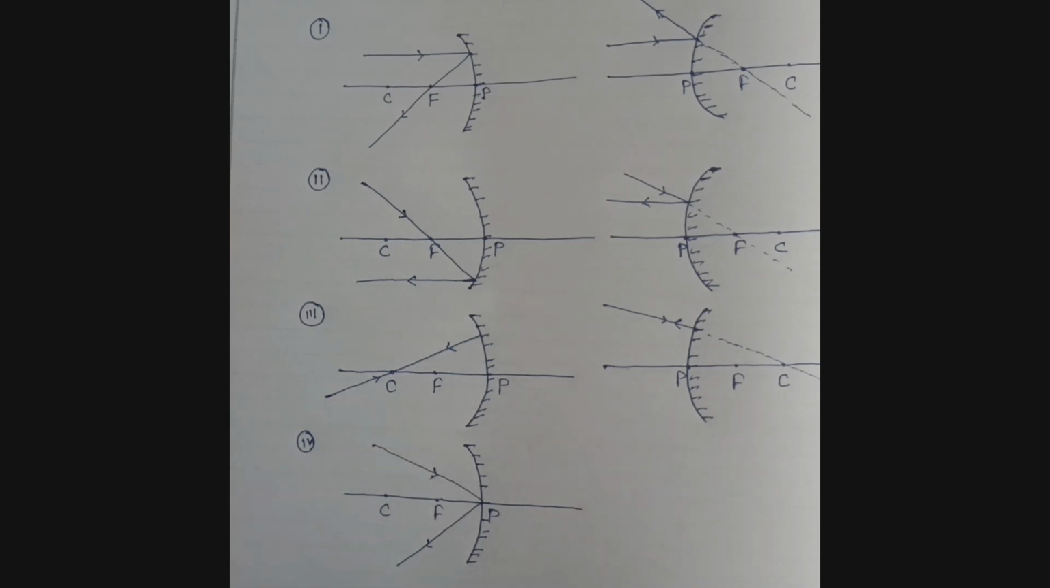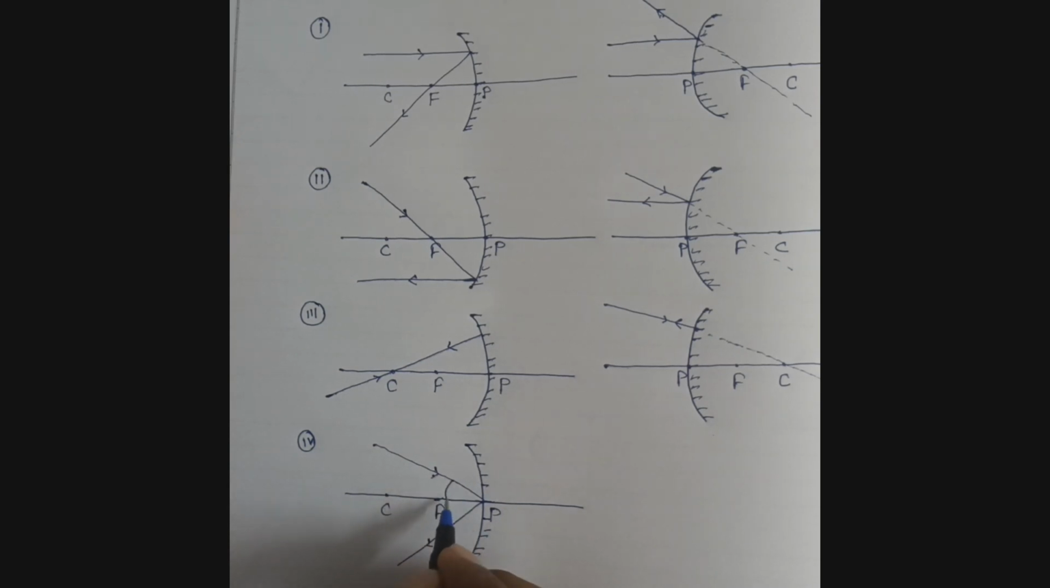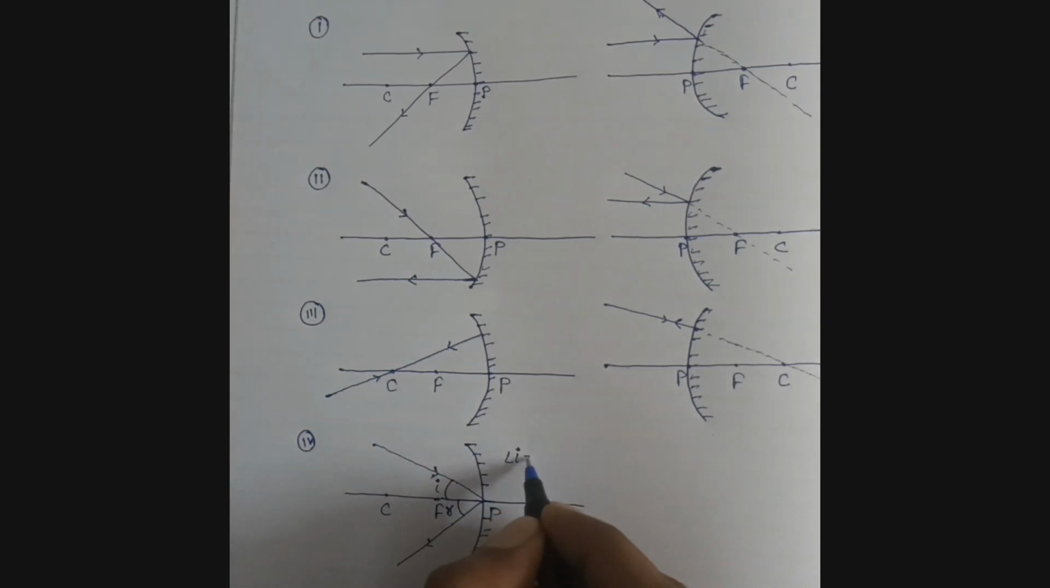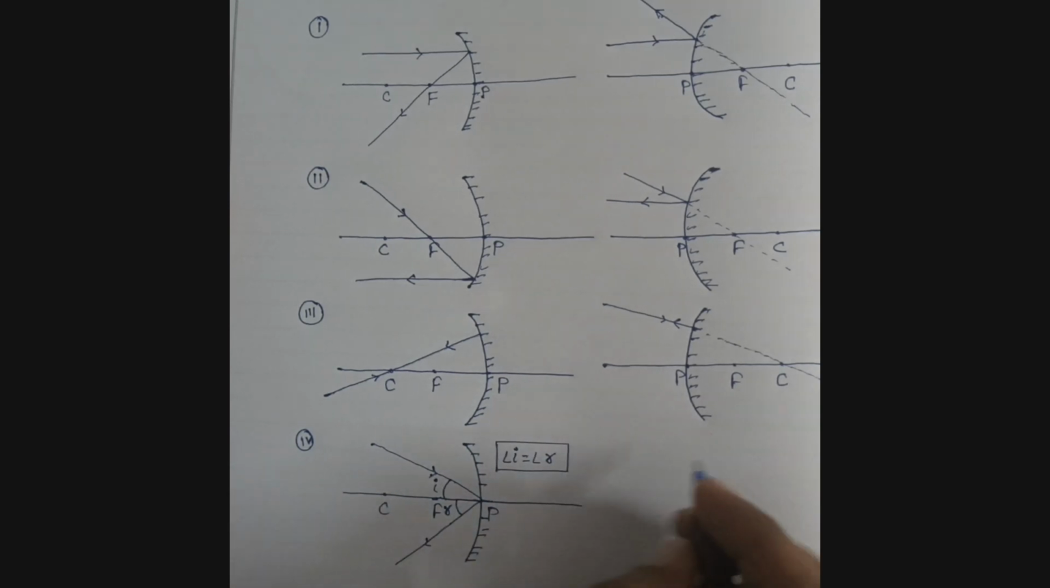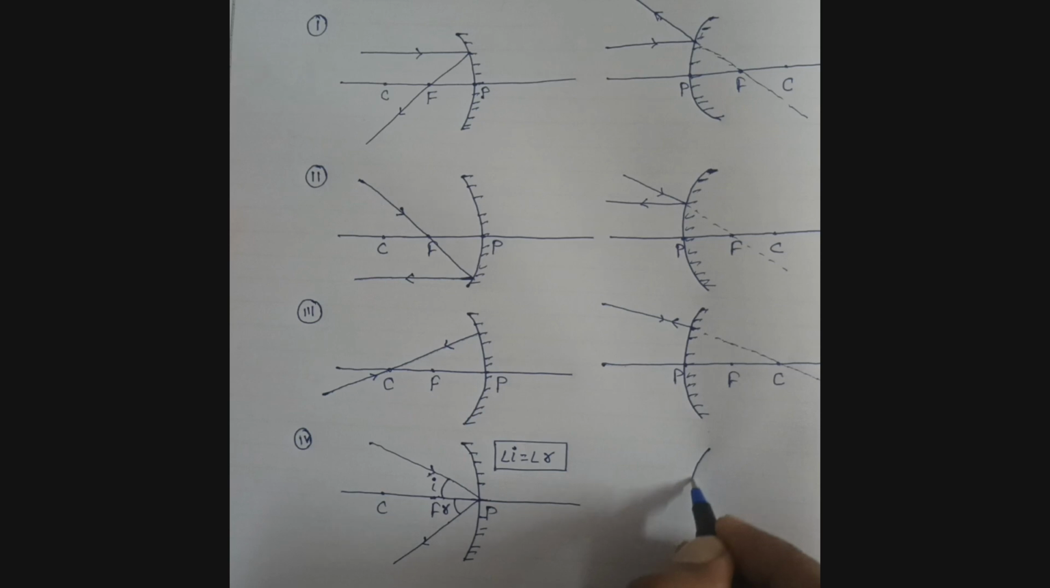According to the laws of reflection, we will consider the principal axis as the normal. The angle between the incident ray and the normal will be considered as the angle of incidence, and the angle formed between the principal axis and the reflected ray will be considered as the angle of reflection. Here also, according to the law of reflection, the angle of incidence is equal to the angle of reflection. The same case will be followed in the case of the convex mirror as well.